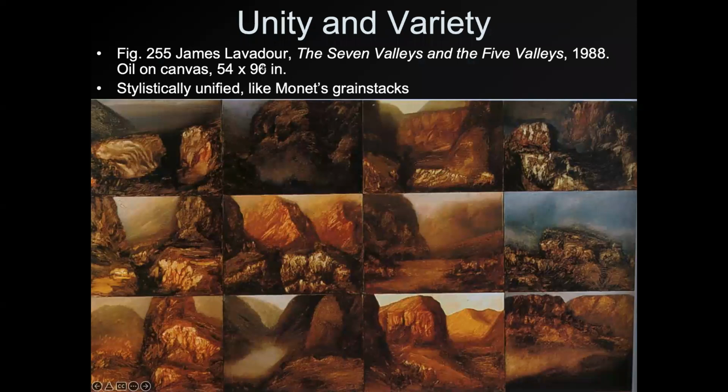So, unity and variety. This is James Lavadour's Seven Valleys and Five Valleys. It's stylistically unified. So he's doing a picture in the Southwest of the United States and showing how you can have similarities even if you're in different places. And it creates this rhythm. It's almost like you're taking a trip, kind of like what we see with Jacob Lawrence's picture.